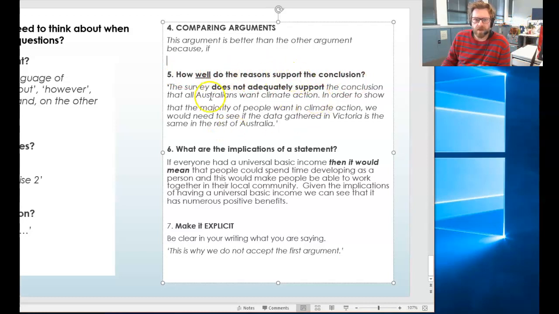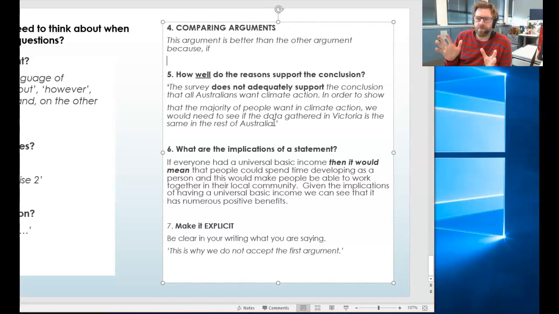Okay, so think about this little example here. The survey does not adequately support the conclusion that all Australians want climate action. In order to show that the majority of people want climate action, we would need to see if the data gathered in Victoria is the same as the rest of Australia. Imagine if you do a survey and you find that the vast majority of people in the survey want climate action. The thing is that it was done in Victoria, but you then argue that the survey is valid for the whole of Australia.